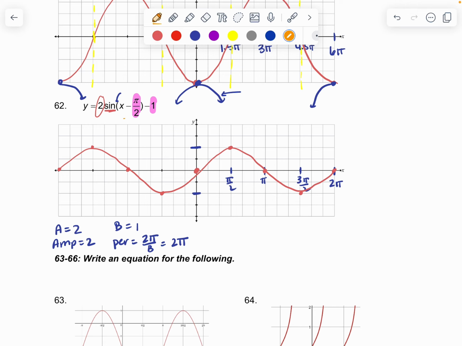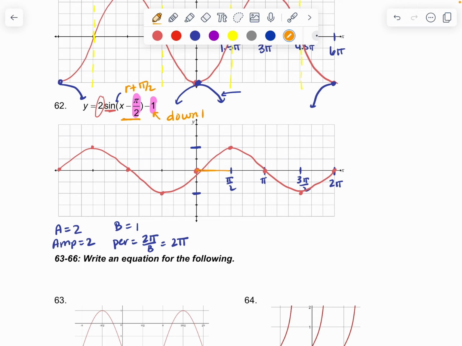Okay, if I have a minus pi over 2 in a parenthesis, this means that I'm moving right pi over 2. And if I have a minus 1 on the outside, this means that I'm moving down 1. So I need to take all of these points that I have on this graph and move them right pi over 2 and down 1. Well, pi over 2, if you notice, the distance of pi over 2 is just one big tick mark, and then down 1 is just one tick mark down.